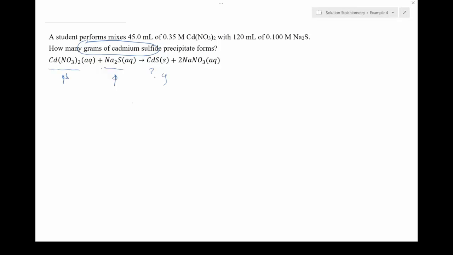This time we can't assume that we have all the cadmium nitrate or all the sodium sulfide that we might need. We have to consider the fact that we might run out of either one of those. So we're basically going to work this problem two times. We're going to say, okay, from the cadmium nitrate that I have on hand, how much cadmium sulfide can be formed? And then, from the sodium sulfide that I have on hand, how much cadmium sulfide can be formed?